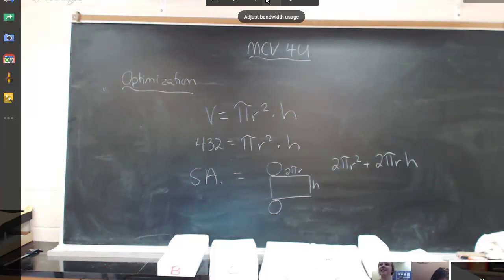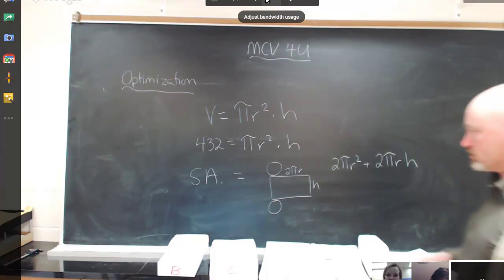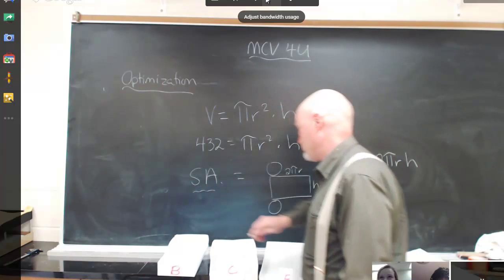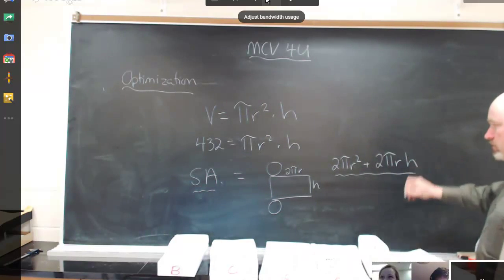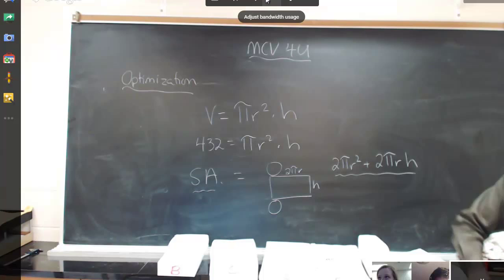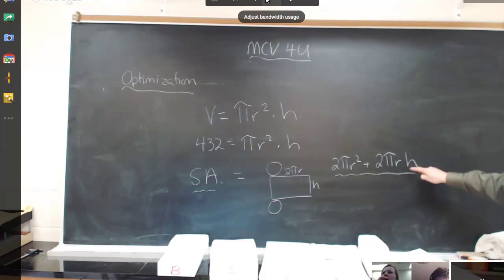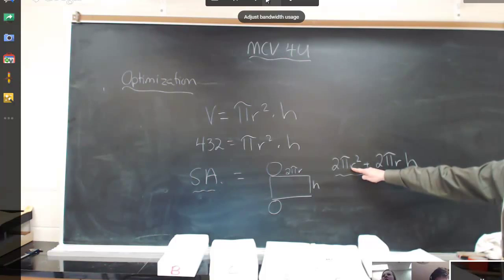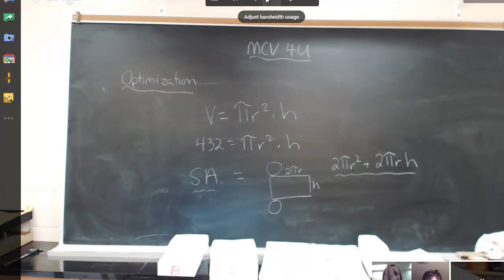So, very good. What we want to do, this is the quantity that we want to minimize, and we want to have that only in terms of one variable. So we want to get rid of either the R or the H. Either we want to express R in terms of H, or we want to express H in terms of R. H in terms of R, very good.